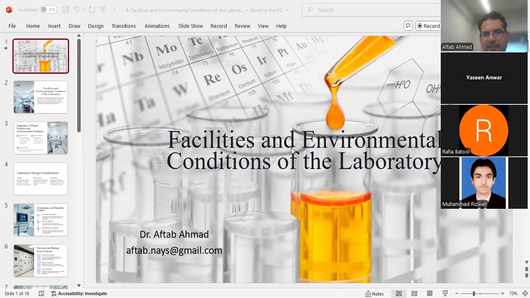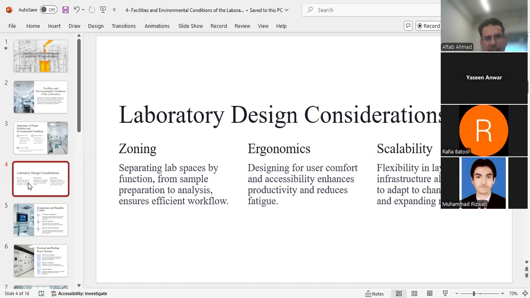So just like last time, we were discussing the facilities and environmental conditions of the laboratory. We discussed some of the conditions, like zoning, ergonomics, and scalability. So zoning, we prepare the zones in the laboratory: which one will be our working area, our sample preparation area, our sample storage area, and where will be the main equipment. So we do the zoning, so we can treat all those zones equally.